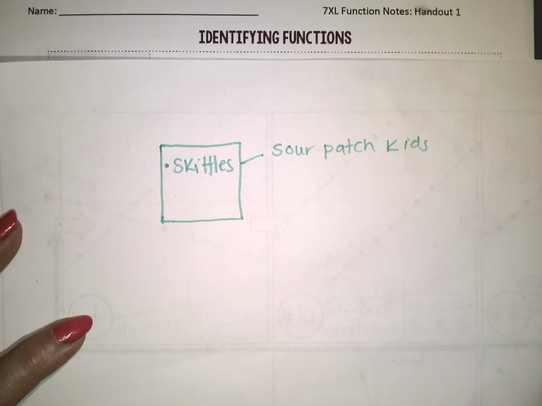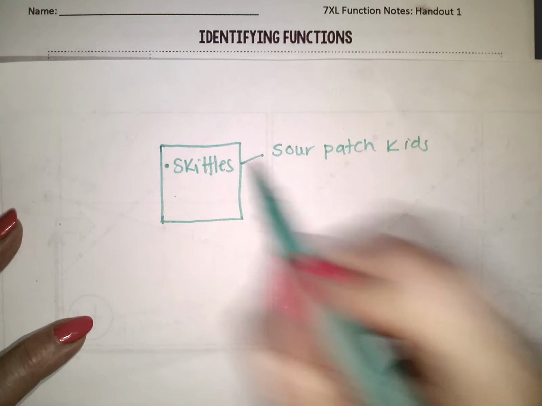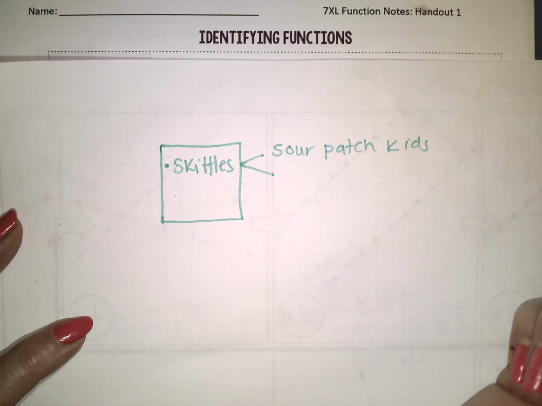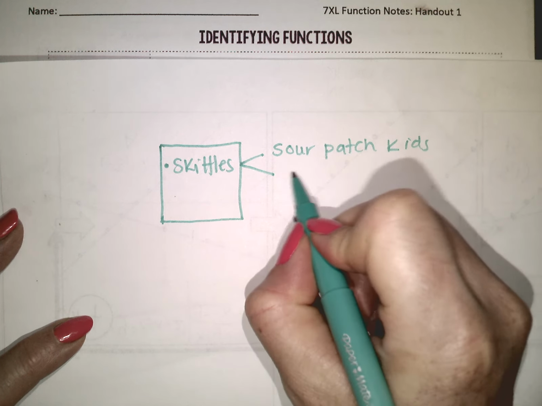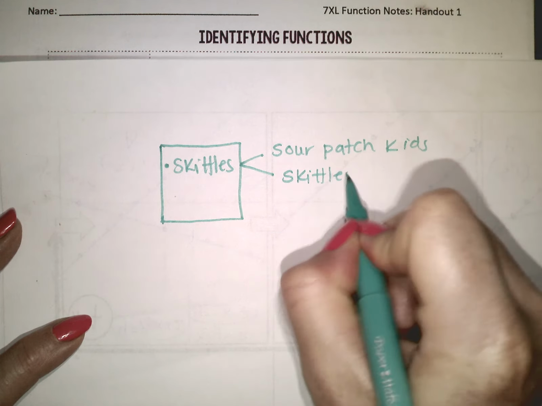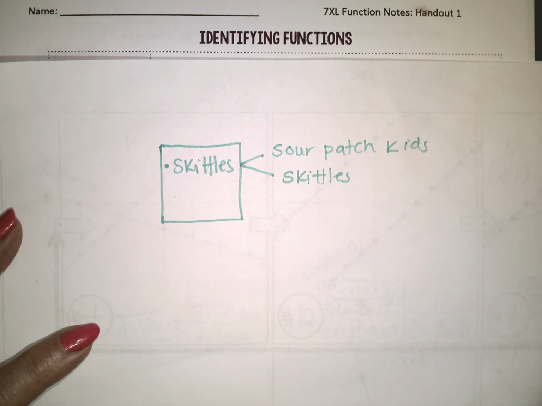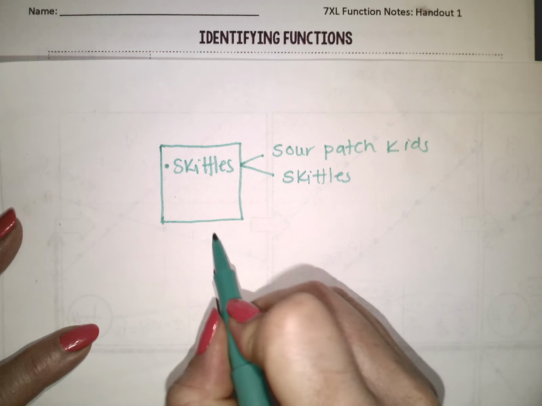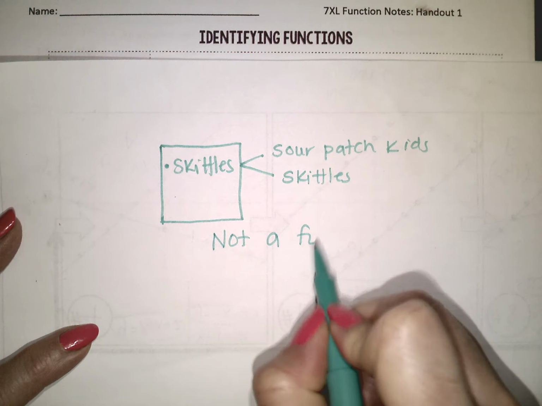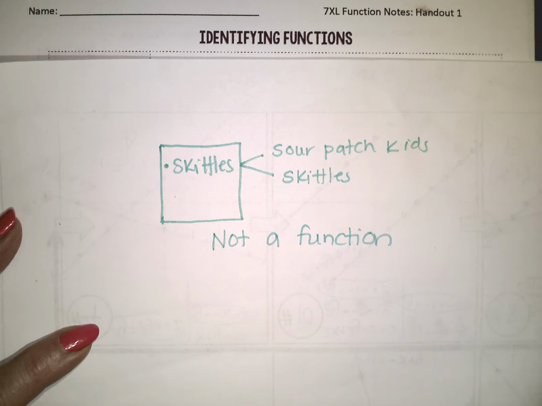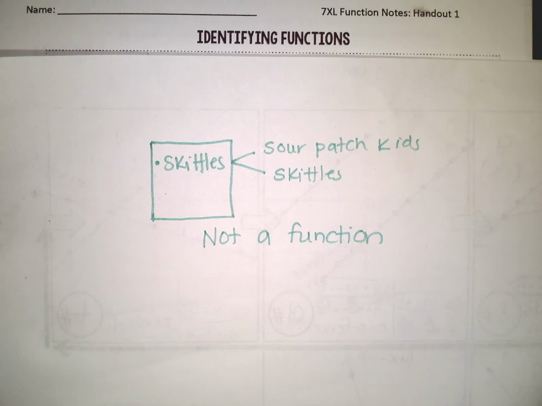Okay, so you eat them. The next day you go back and you kind of enjoyed the Sour Patch Kids. So this time you want Sour Patch Kids. So you push the Skittles button because you think you're going to get Sour Patch Kids, and out comes Skittles. So what we're going to call this is a broken function. This vending machine is broken. This would be considered not a function. It's not functioning properly.